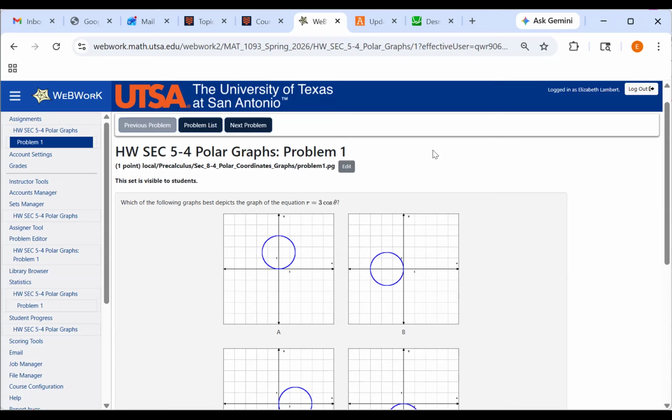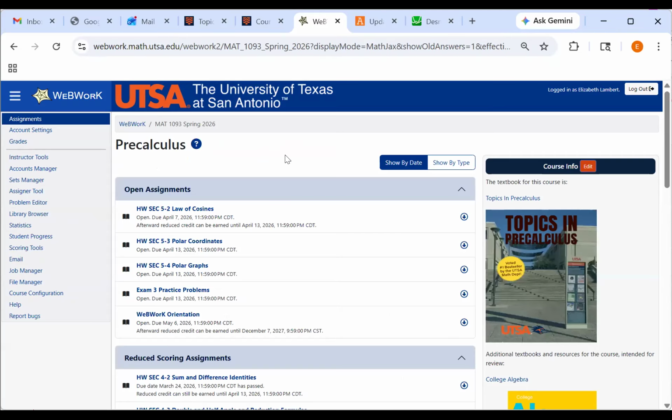So, questions on the polar graphs, like how to do that homework, how it might look on the final? All right. So let's put a pin in that. Ooh, yeah, question.